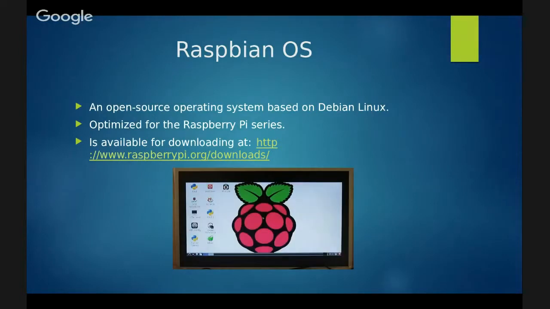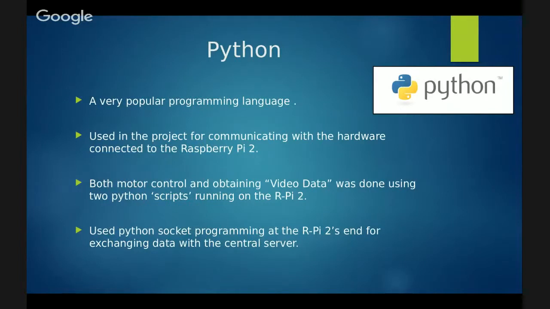So next, and here you can see in this image, it's a standard desktop environment of the Raspbian operating system. Next comes Python. As all of us know, it's a very popular programming language used in the project for communicating with all the hardware that are connected to the Raspberry Pi on board the Mini-rover. Both our motor control and obtaining the video data were done using two Python scripts. Those ran on the Raspberry Pi 2.